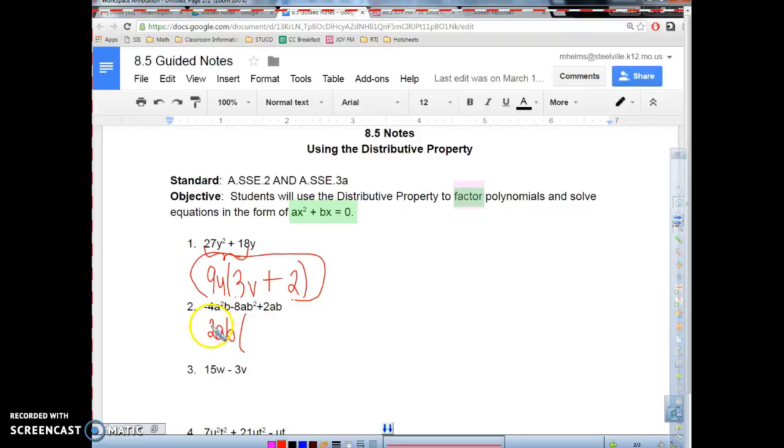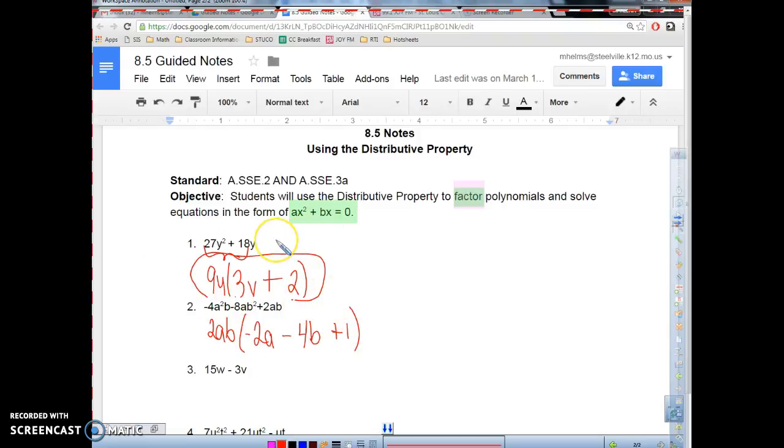Now you ask yourself, what times 2 gives me negative 4? And that's negative 2. What times ab gives me a squared b? And that's a. Then you ask yourself, what times 2 gives you minus 8? And that's minus 4. What times ab gives you ab squared? That would be b. And then what times 2ab gives you 2ab? And that would be 1. You have to have that 1 there. You can't just leave it blank. You have to have the 1. And so that would be your completely factored form of number 2.